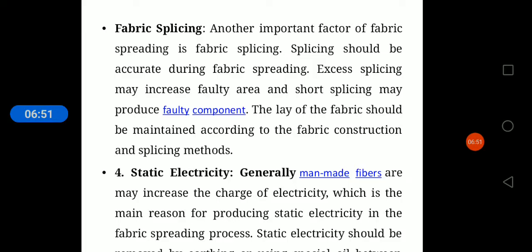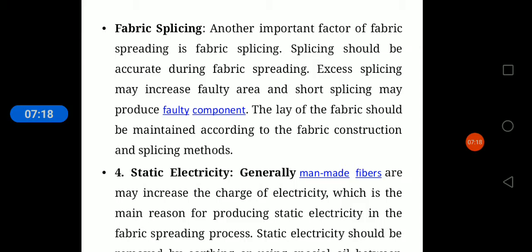Fabric splicing. Splicing means joining of two fabric parts. Another important factor of fabric spreading is fabric splicing. Splicing should be accurate during fabric spreading. Excess splicing may increase faulty area, and short splicing may produce faulty components. The lay of the fabric should be maintained according to the fabric construction and splicing methods.